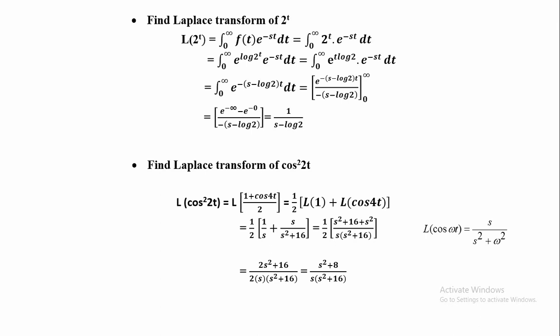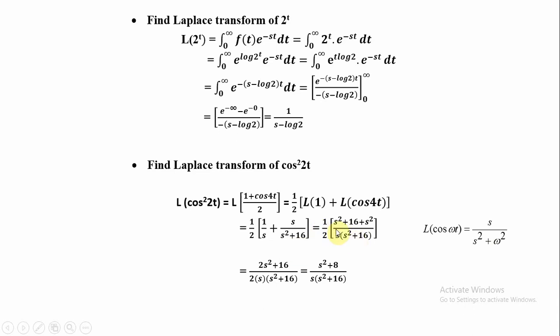Now we go to the next problem. Find Laplace transform of cos square 2t. L of cos square 2t: cos square theta equals 1 plus cos 2 theta by 2. So here cos square 2t equals 1 plus cos 4t by 2. So replace here and apply linearity property. So 1 by 2 into L of 1 plus L of cos 4t. That equals 1 by 2 into L of 1, which is 1 by s, plus L of cos 4t, which is s by s square plus 16.